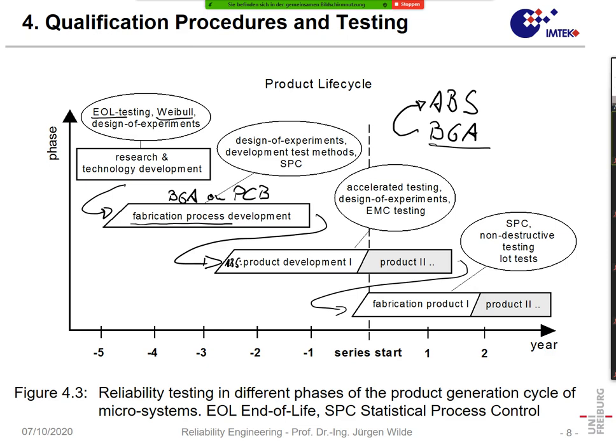Again, you must test, for instance, during production. You have non-destructive testing like X-ray, which you have developed in the fabrication process development. So that means in the end, in that multi-step process, you get a reliable product. And you cannot just say, I develop a new anti-brake locking system and I go into fabrication without doing all of that technology development and fabrication process development. That's very important.